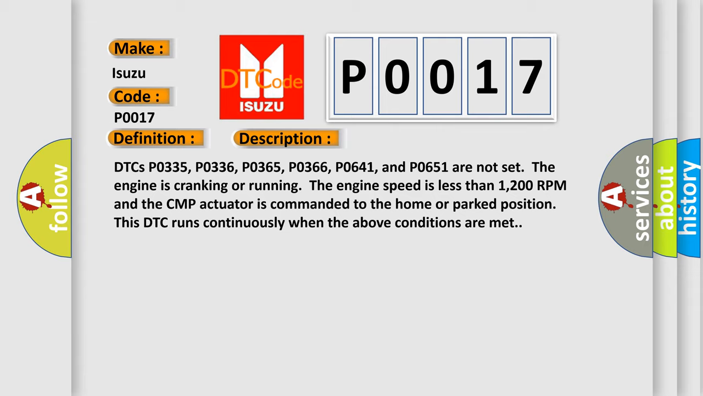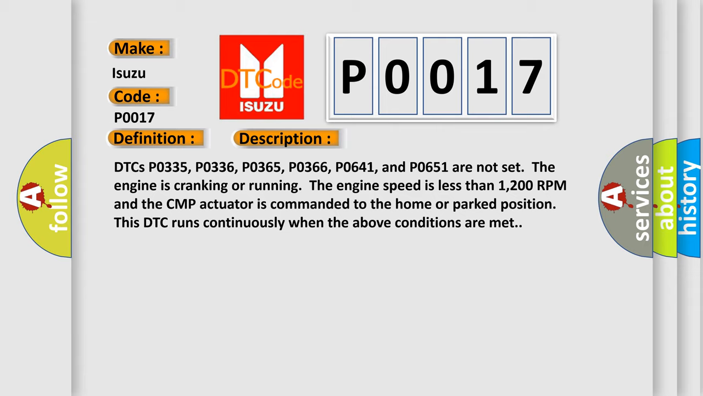DTCs P0335, P0336, P0365, P0366, P0641, and P0651 are not set. The engine is cranking or running. The engine speed is less than 1200 RPM and the CMP actuator is commanded to the home or parked position. This DTC runs continuously when the above conditions are met.